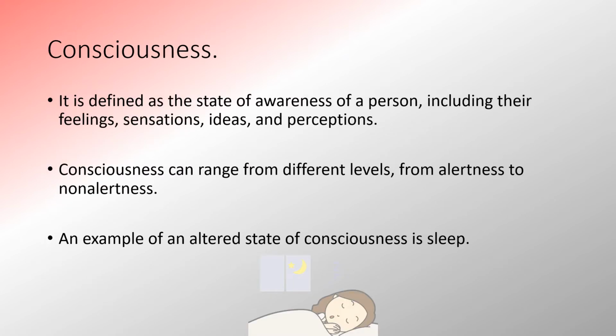So, let's talk about consciousness here a little bit. Like we said, this is our next chapter. It's defined as a state of awareness of a person, including their feelings, sensations, ideas, and perceptions. And consciousness can range from different levels, from alertness to non-alertness. So, obviously when we're awake, we know what's going on. We're typically aware of our surroundings. To when we're asleep, we're non-alert, and we're in an altered state of consciousness. Even though we feel like we might not be conscious of what's going on around us, our brain is conscious of that, and our brain is constantly thinking and doing things. So again, an example of an altered state of consciousness is sleep.